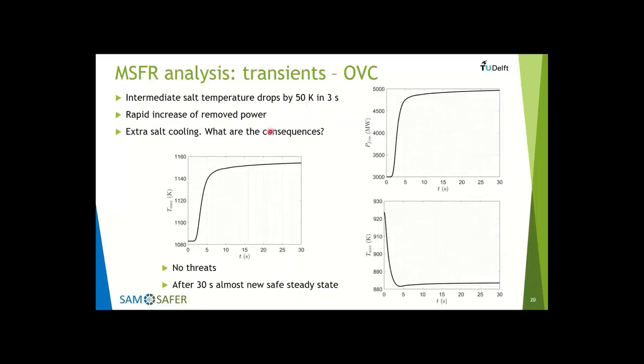Well, of course, you have a rapid increase of the fission power because when the salt starts to be cooled more in the heat exchanger, then this salt moves, and you have a blob, let's say a blob of cold salt that enters the core and increases the reactivity because of the strong negative feedback, which leads to a quite rapid increase of the power to 5 gigawatts in like five or 10 seconds.